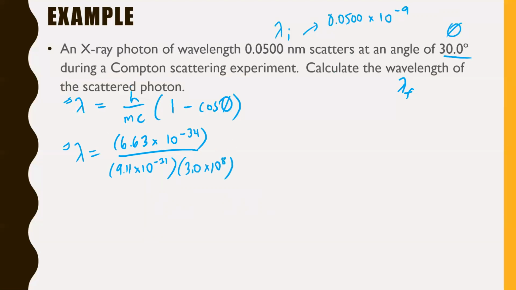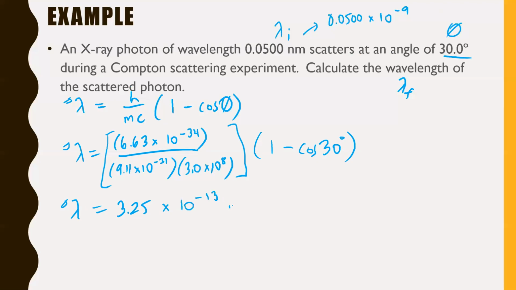And that whole thing, this whole h over mc, don't even put it in square brackets here, just so we know we have to do that first. We need to times that by 1 minus cosine of our angle, so 1 minus cosine of 30. Make sure that since that's 30 degrees, you're in degree mode on your calculator, especially those of you who are in Math 30 right now. You don't want to be in radian mode when you're going through this. Throw that in your calculator all in one go. We're going to have delta lambda is equal to 3.25 times 10 to the negative 13 meters.